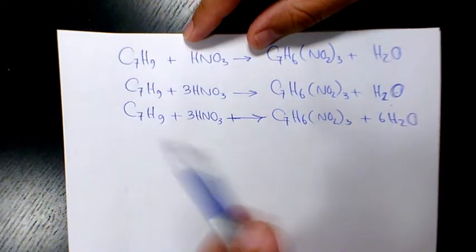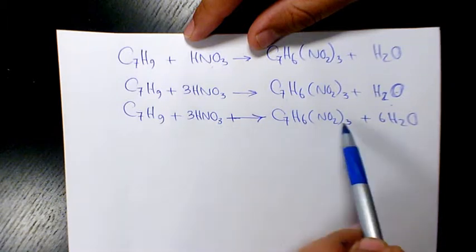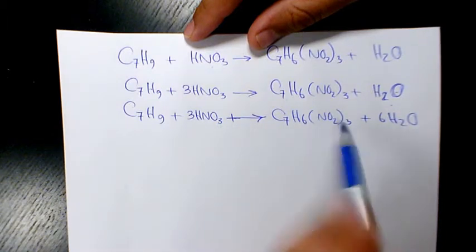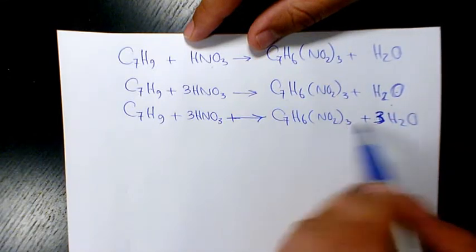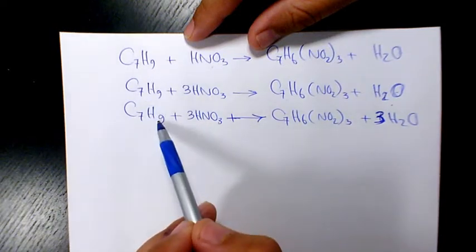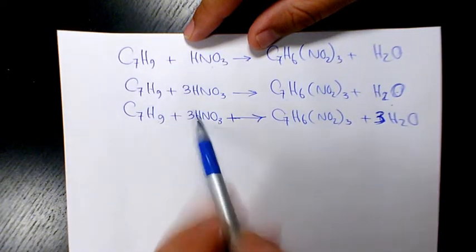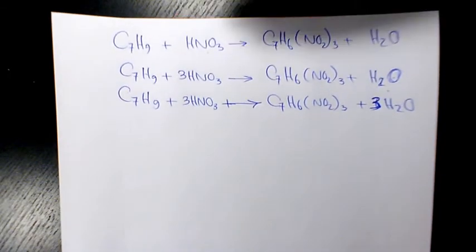So now oxygen must be balanced. Check it one more time. 3 times 3, 9. So it has to be 3 in here. 2 times 3, 6 plus 3, 9. Perfect. What about hydrogen? We have 9 in here, 3 in here, 12. 6 in here, and 6 in here. So everything is balanced now.